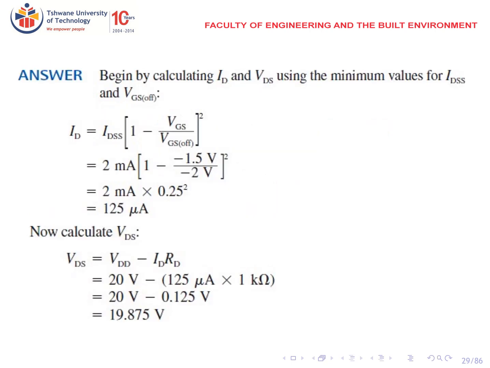Begin by calculating ID and VDS using the minimum values for IDSS and VGS off. So ID would be equal to IDSS times open bracket 1 minus VGS, which is -1.5, divided by VGS off, which is -2, then square bracket. This gives us 1.25 milliamperes. Now calculate VDS. VDS, we said, is equal to VDD minus ID RD. So this gives us 19.875.